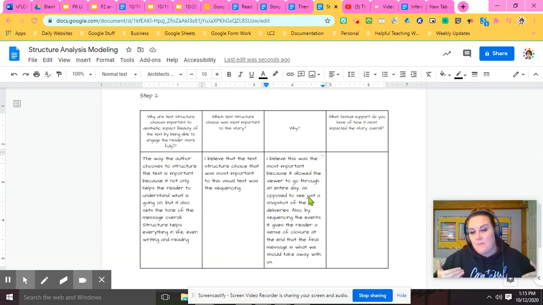So by having that in the back of our minds, that final message of if you can't find somebody who's positive, then be the one who's positive. I think it's important that it was sequenced that way because then that's our final takeaway. That's our final thought as a viewer, and then that motivates us to be that change. What textual evidence or support do you have of how it most impacted the story overall? And that's where I'm going to put this.